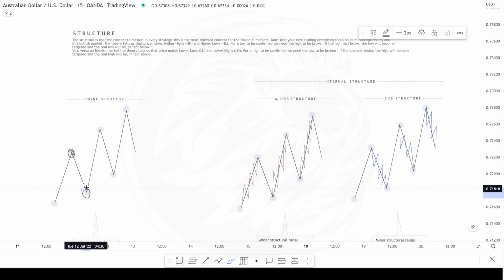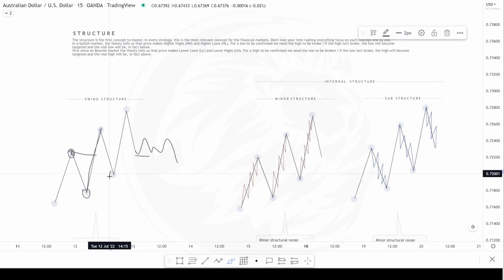For this low to be confirmed, we need this high to be broken. So once this high is broken, this low will be confirmed. For example, here, if the price at this level does something like that, this will not be a break in the market structure. This will just be that the low wasn't confirmed because it didn't break any high.